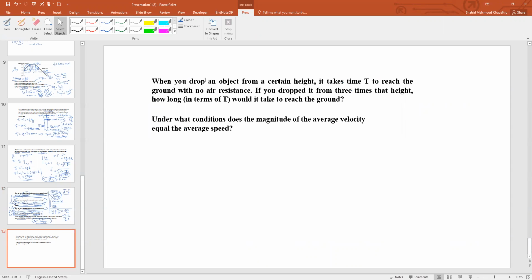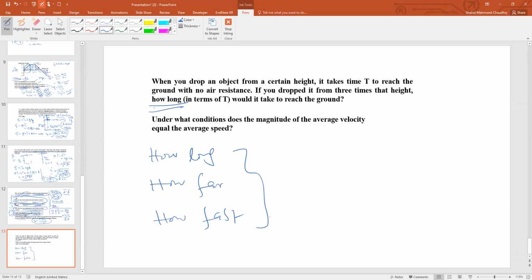When you drop an object from a certain height, it takes time t to reach the ground with no air resistance. If you dropped it from 3 times that height, how long? Here you can see again the term how long. How long, how far, and how fast. These 3 terms are frequently used in problems. How long means time. How far means distance or displacement. How fast means speed or velocity.